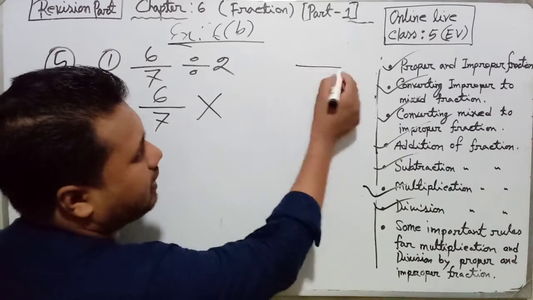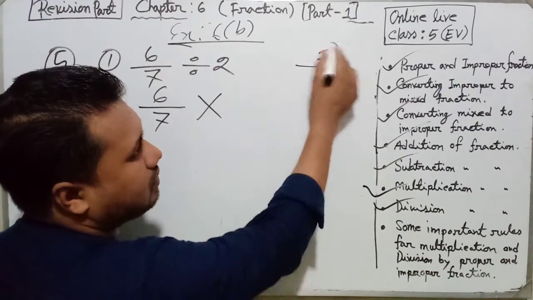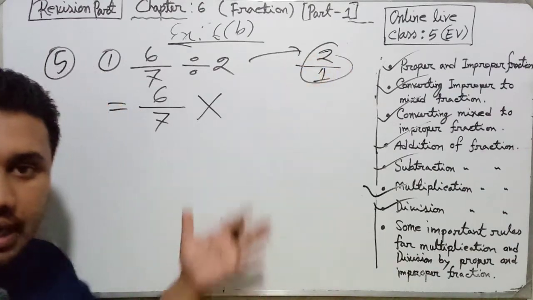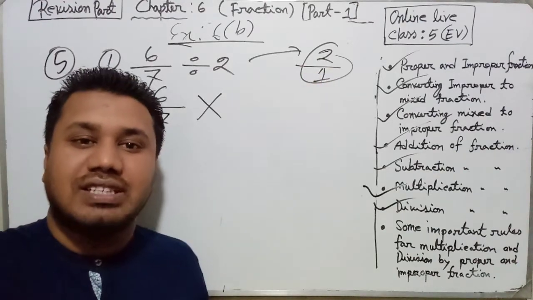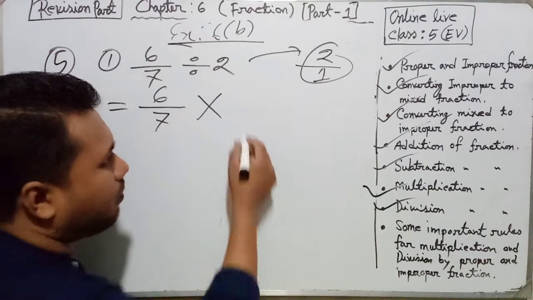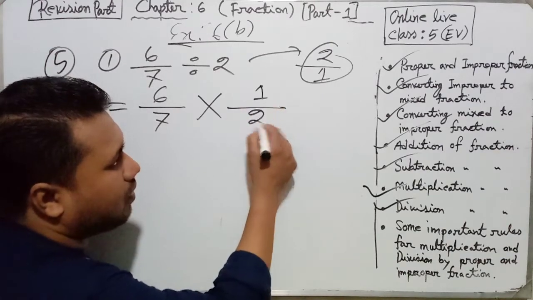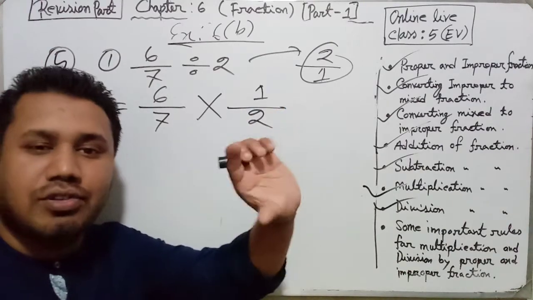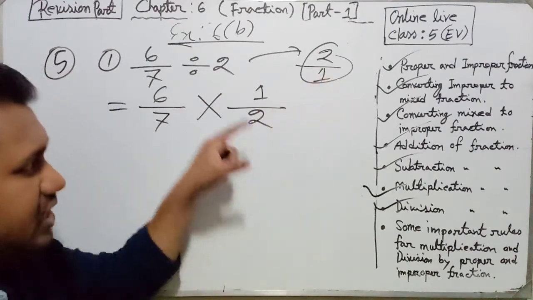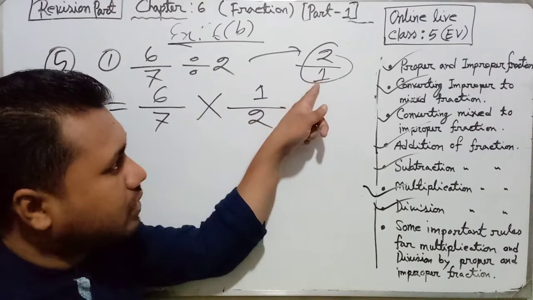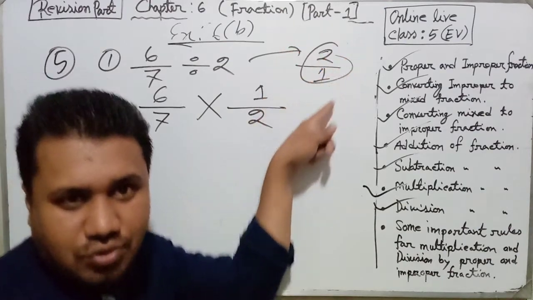These two, we can write as 2 by 1. We can write 2 as 2 by 1. Now, this 2 by 1, we have to change. It will be the reciprocal. Now, we have to write it as 1 by 2. 1 by 2, reciprocal, clear? This is 2, that means 2 by 1. Now, if we change it as a reciprocal, it will be 1 by 2. This one goes up and these two go down.